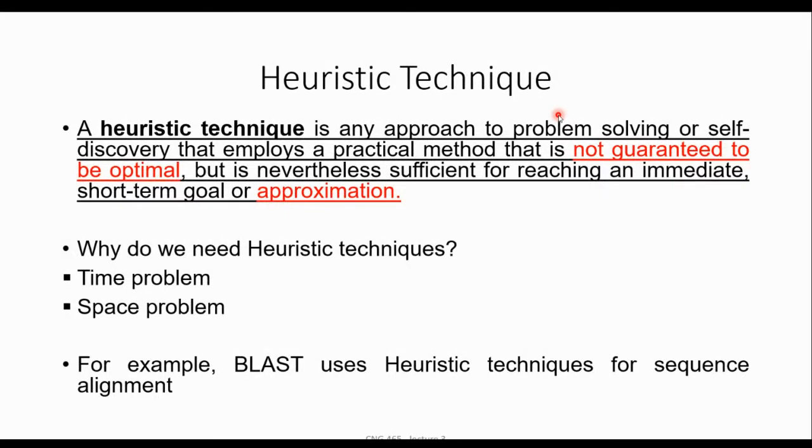So very briefly, I will talk about heuristic technique. This technique is any approach to problem solving or self-discovery that employs a practical method that is not guaranteed to be optimal, but is nevertheless sufficient for reaching an immediate short-term goal or approximation. So in this method, we have approximation, and that's the same thing we have for statistics. You can see lots of approximation.